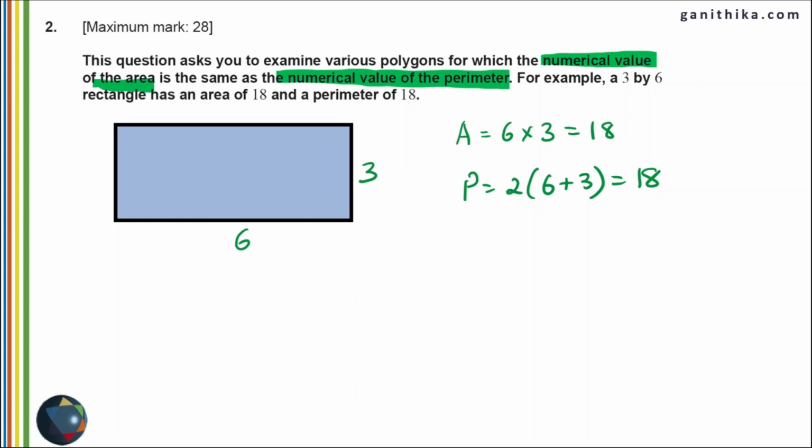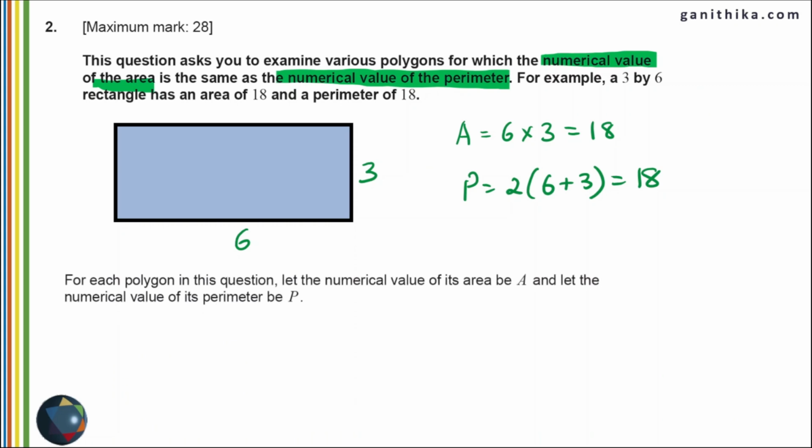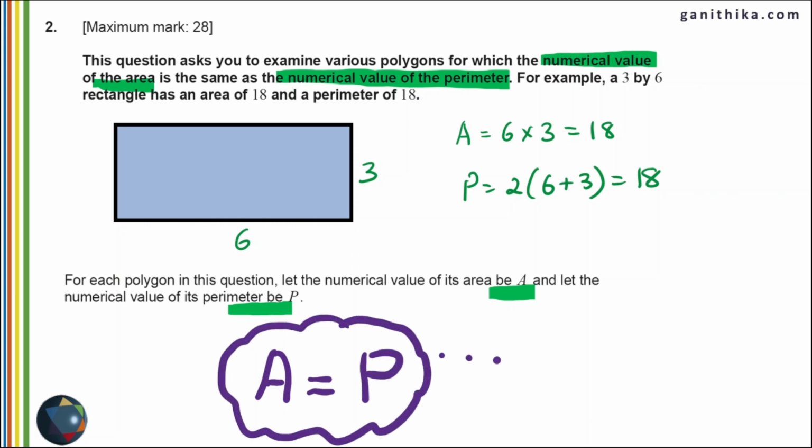In the same way, for various polygons, you have specific dimensions for which A equals P, and this is what we are going to explore in this particular question. And it is also given that for each polygon in this question, let the numerical value of area be A and that of perimeter be P. Therefore, we are going to have A equal to P in these questions.